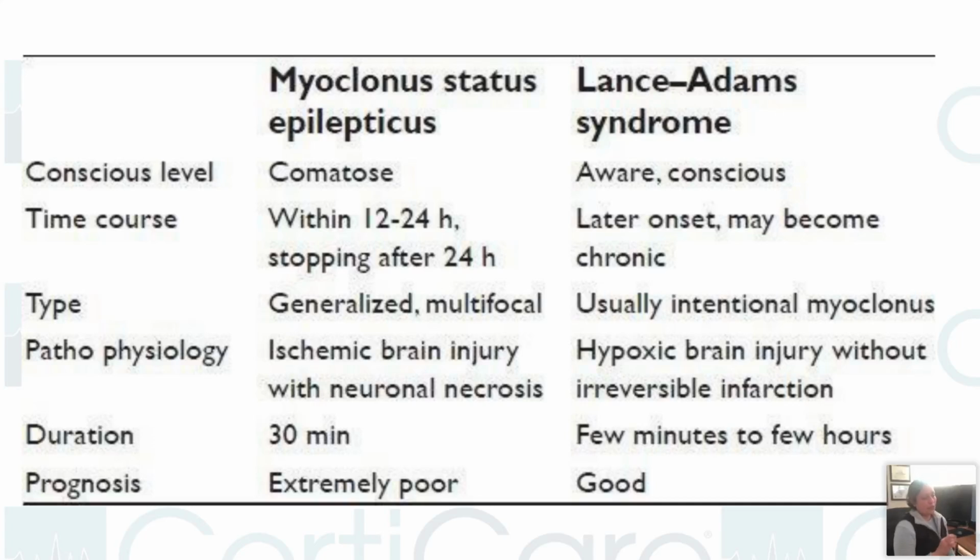Okay, the biggest difference here is the pathophysiology, right? We are still seeing myoclonic jerks in both scenarios, but the pathophysiology is different. In status epilepticus, it's an ischemic brain injury and necrosis of the neurons. However, in Lance-Adams, it's a hypoxic brain injury. And we know the prognosis is good when it is Lance-Adams because the patient has recovered, they are off sedation, and they are cognitively fine. Prognosis is poor for myoclonus status.